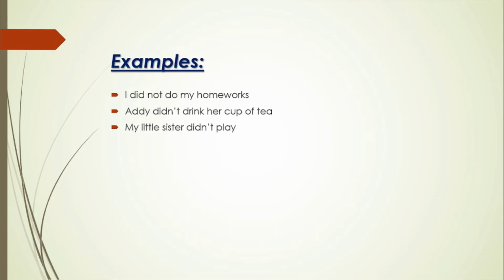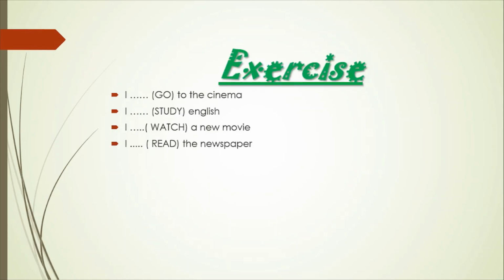So let's do together an exercise that I wrote for you. Exercise. You should put these verbs in past simple. I go to the cinema. I study English. I watch a new movie. I read the newspaper. Let's repeat. I go to the cinema. I study English. I watch a new movie. And finally, I read the newspaper.